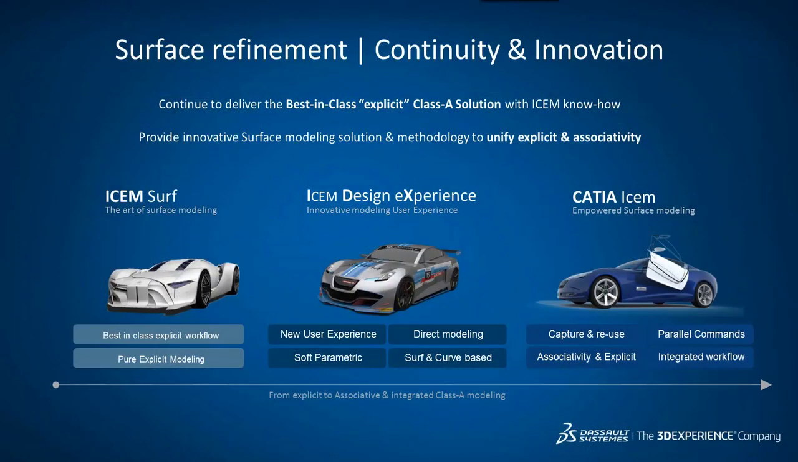Now, as you know, Dassault Systèmes support surface refinement across three columns now. So we have ICEM Surf, which is the best-in-class explicit modeler that we know and love. We have the new product, ICEM Design Experience, which is very exciting, just came out in 2019X on the 3D Experience platform. And of course, we have CATIA ICEM, which is in V5 and the 3D Experience platform also. But today is all about ICEM Surf.